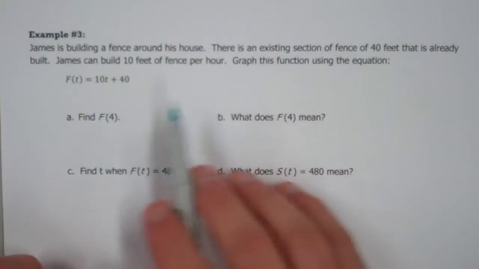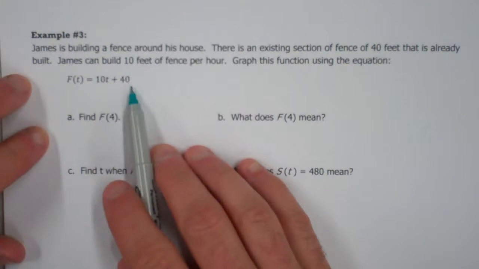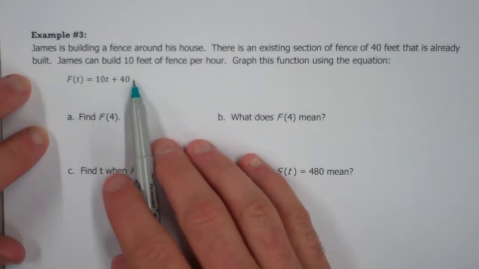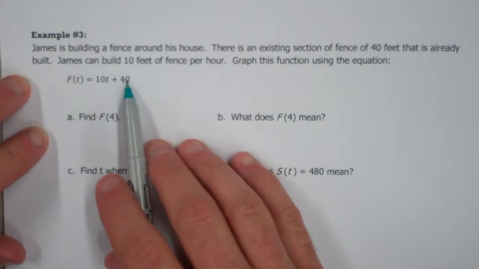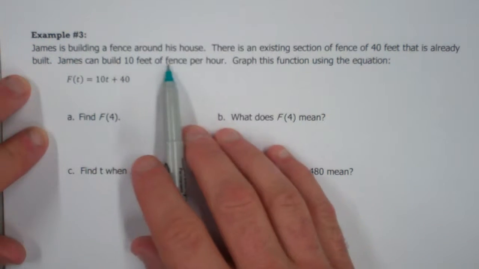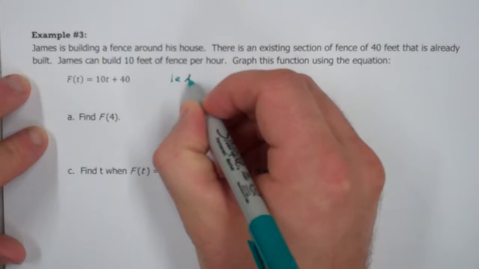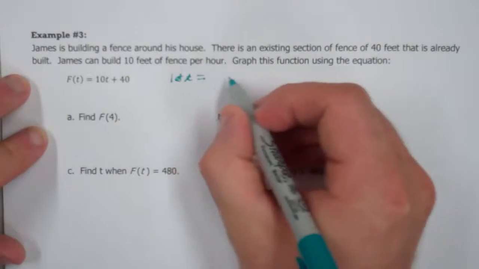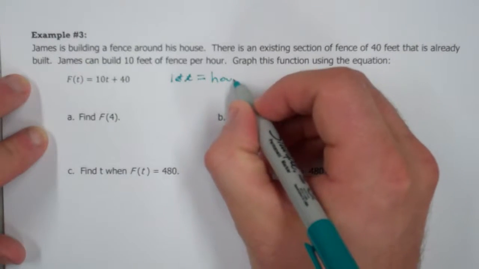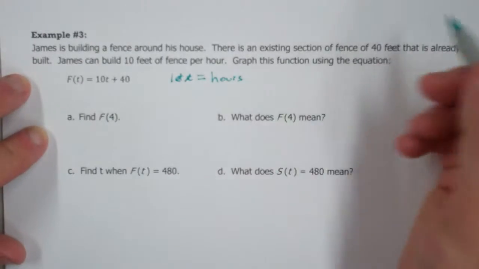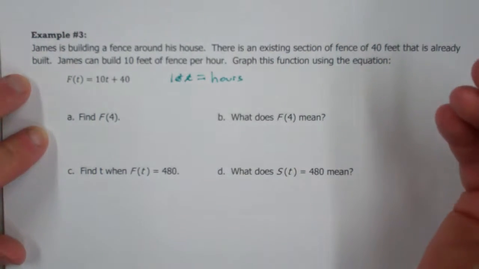Graph this function using this equation. We've got f at t is equal to 10t plus 40. The 40 is the beginning amount, so the 40 here is the feet that's already built. And then we're building 10 feet of fence per hour. So what this person left out is we're going to let t equal per hour. So those are going to be the hours of work, or just hours. So let t equal hours that James has spent building the fence here.